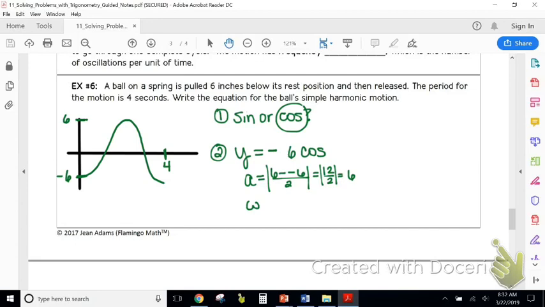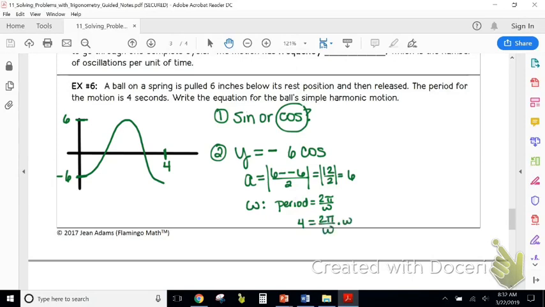Now how am I going to find omega? Omega is in the same exact location as what variable that we've done before? B. How did we find B before? Yeah, I used the period, didn't you? So the same thing here. Let's use our period. 2 pi over B is equal to 2 pi over our omega. So do we know the period? Yes, the period is what? 4.